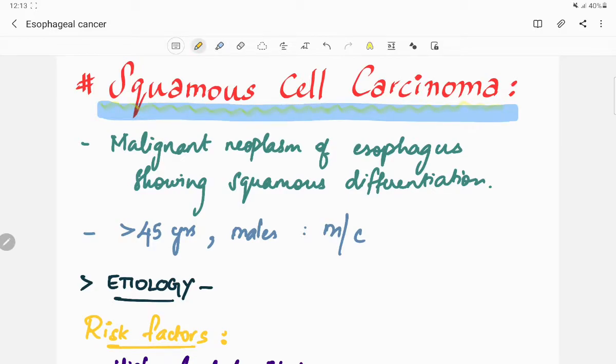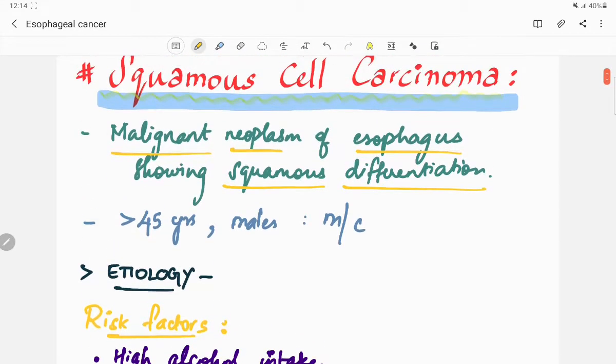The squamous cell carcinoma is a malignant neoplasm of the esophagus showing squamous differentiation. That is why this is called squamous cell carcinoma. This is most common in males and above 45 years of age.